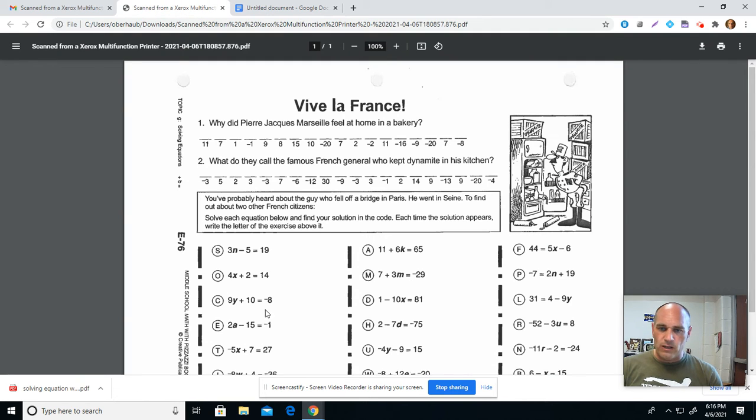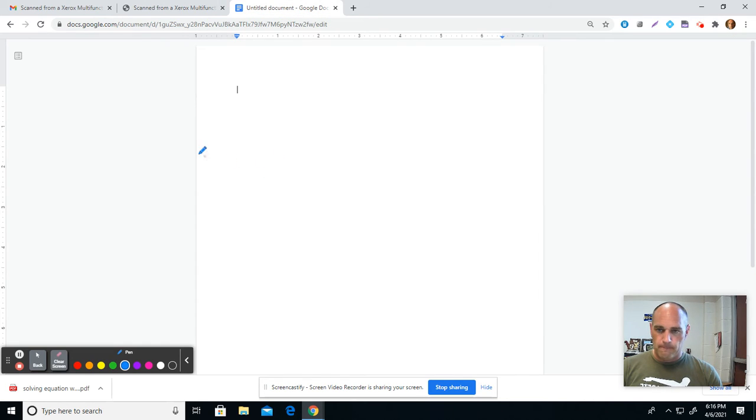If I do the next one, which is down here, 9y plus 10 equals negative 8. So we're going to write that down. So I have now 9y plus 10 equals negative 8. All right. So if this was my board, the equal sign splits it into 2 halves. So remember, I always want to think about the side that has a letter on it. So I'm thinking about this left side here.